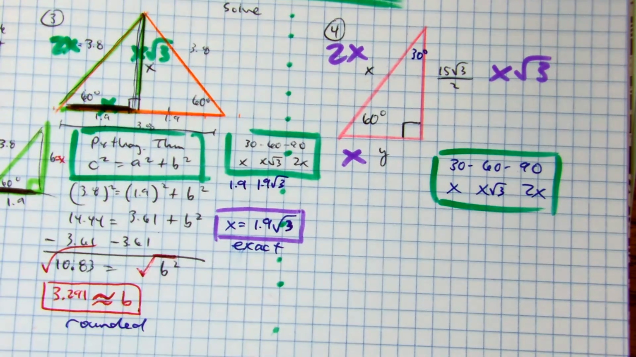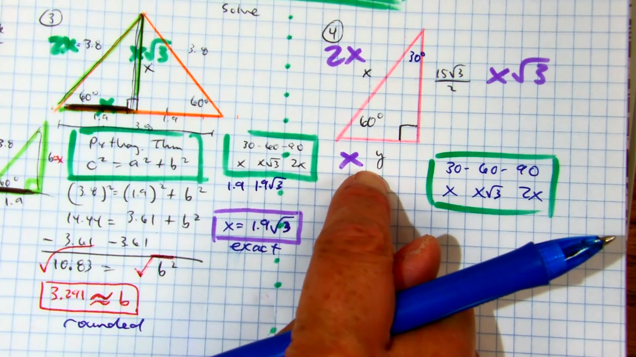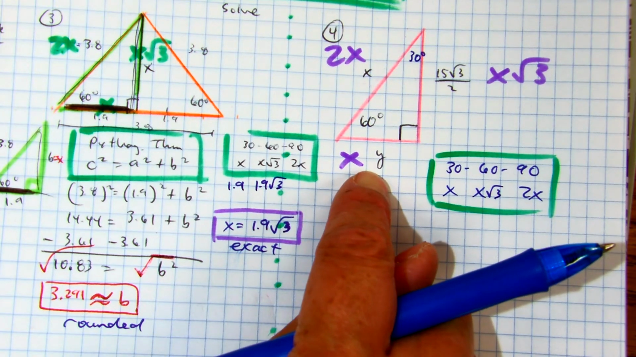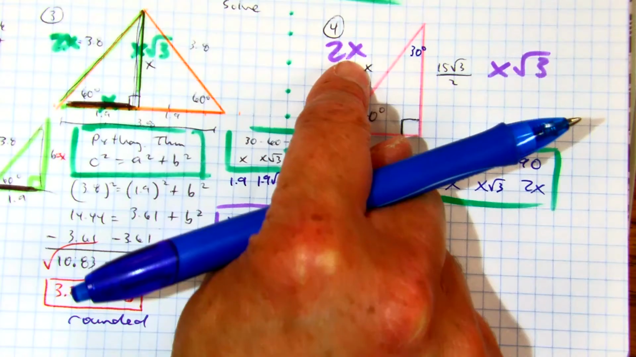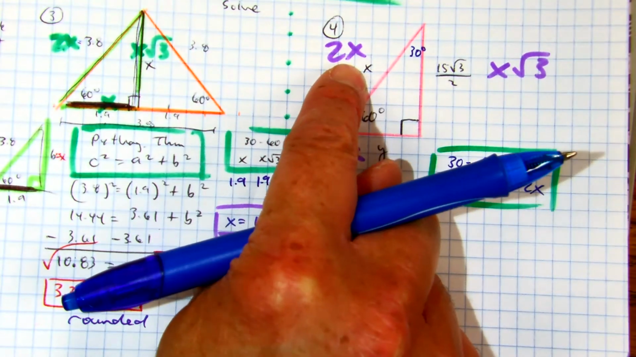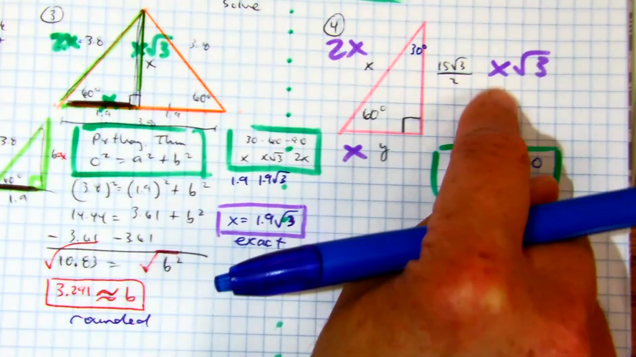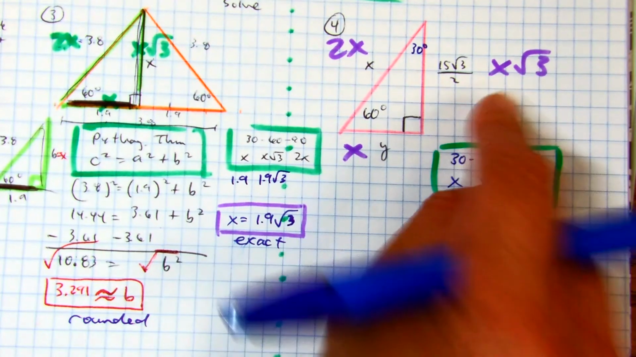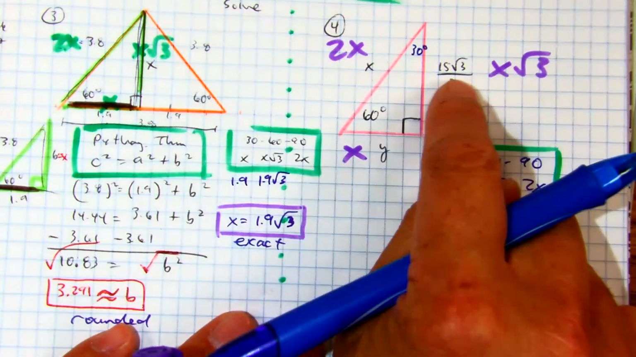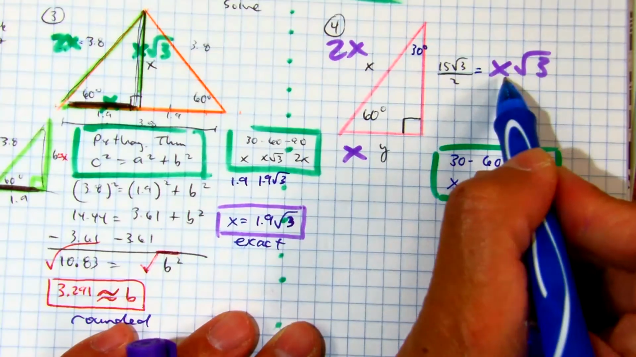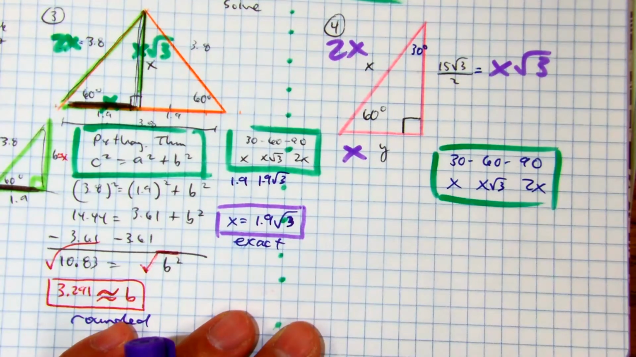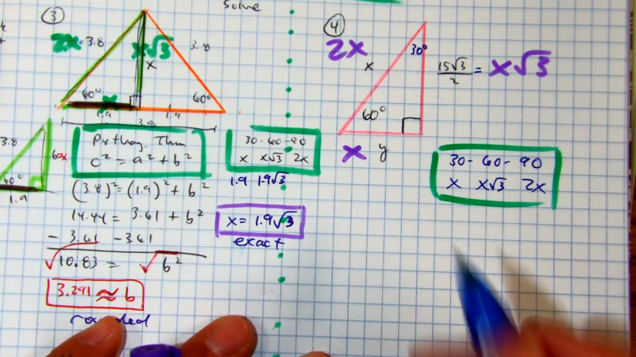Class, tell me, yes or no? Should I start there? No. It doesn't tell me like x equals 5. Should I start here, class? No. It doesn't tell me a number. Yes or no? Yes. Let's start there. It's telling me this is equal to x radical 3. I can solve for x, and then I can plug it in for every x value to find the other 3 side lengths. Let's do that.